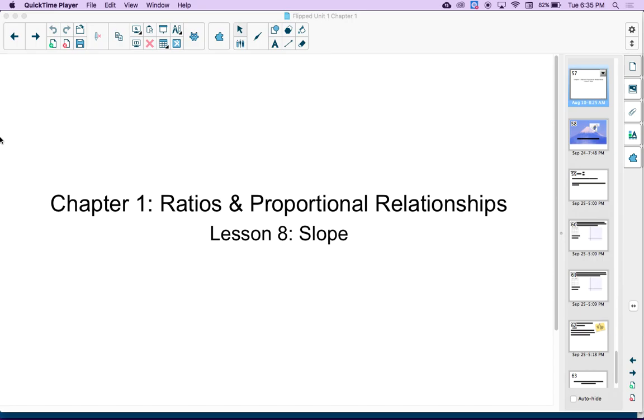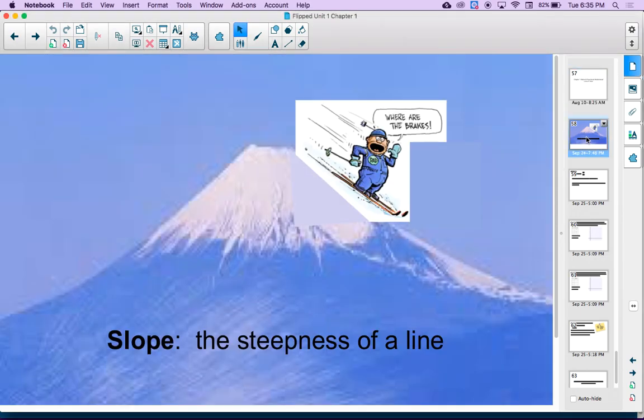All right, this is our 8th lesson in chapter 1. This lesson is about slope. And when I hear the word slope, I think about a ski slope. And I think about a mountain, a skier skiing down the mountain. And what makes a good ski slope is that it's very steep. And you can see my slope here is pretty steep. So the definition of slope is the steepness of a line.